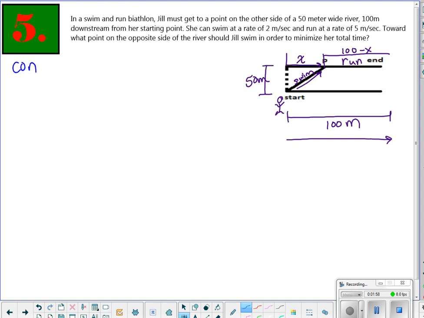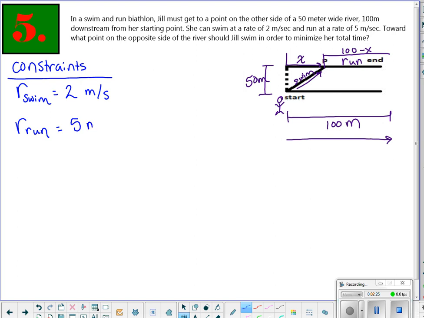So we have a couple constraints. One of the constraints is the fact that she can swim at a rate of 2 meters per second. So her swimming rate, let's call it R sub swim, is equal to 2 meters per second. Her rate that she can run, R sub run, is 5 meters per second. Well, those are a couple constraints. And we've got the 50-meter wide river, the 100 meters downstream. Those are really going to act as constraints or requirements in this problem.